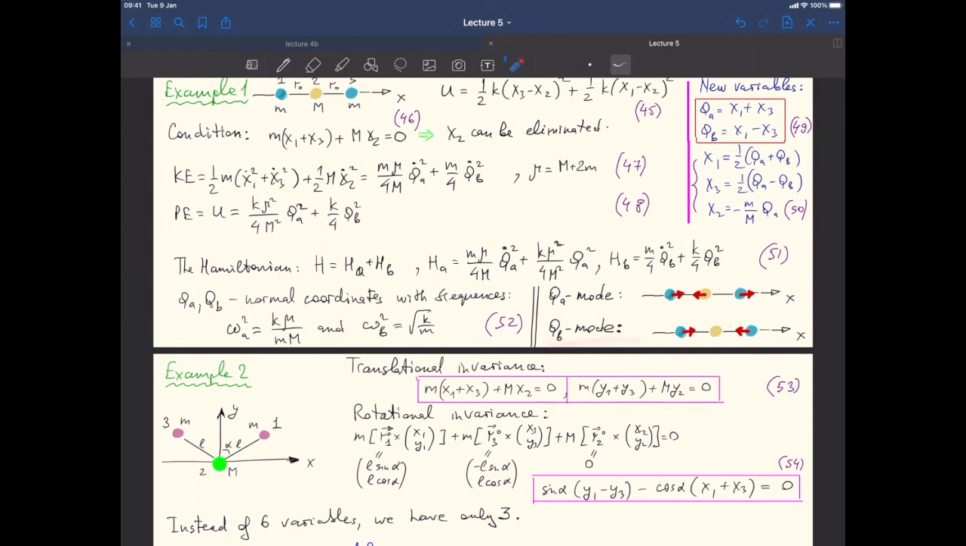Similarly, for the other mode, this time we set QA equal to 0. Then you see that the central atom will not move at all because X2 is 0, and X1 and X3 move in the opposite direction. So X1 is half of QB, X3 is minus half of QB. So they move in and out of the central atom. So these are two vibrational modes for this molecule. And of course, when you consider this problem classically, the actual vibrations of the system, depending on the initial conditions, would be a linear combination of these two modes.